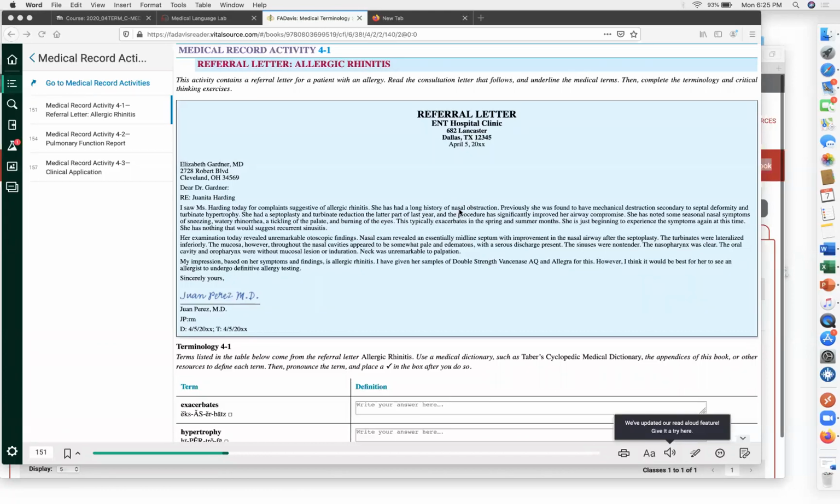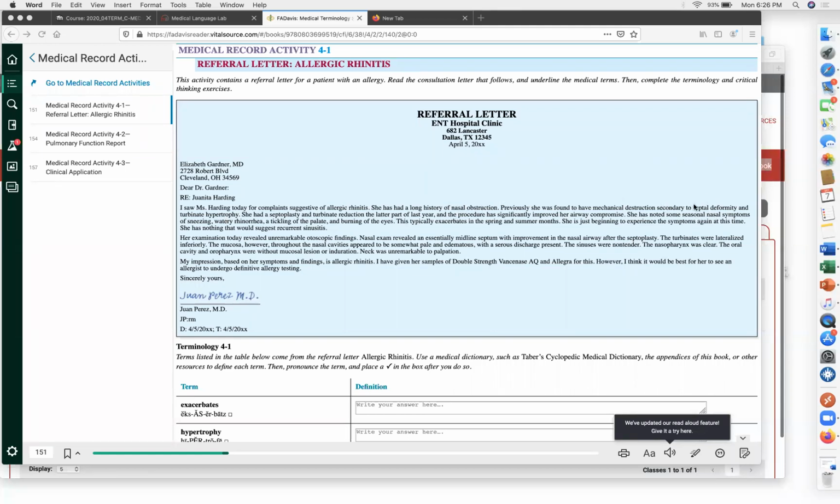And does she have a past medical history of any nasal problems? Yep. Long history of nasal obstruction. Previously, she was found to have mechanical obstruction secondary to septal deformity and turbinate hypertrophy. So what happened? Her septum, which is the piece of cartilage that separates the left and right nares, or the holes in her nose, was deformed. And she also had the spaces inside her nose called turbinates. They were hypertrophied. So I can ask a question about that. The turbinates, did they enlarge or did they shrink? Hypertrophy is excessive growth, right? So they enlarged, and that probably added to the nasal obstruction.